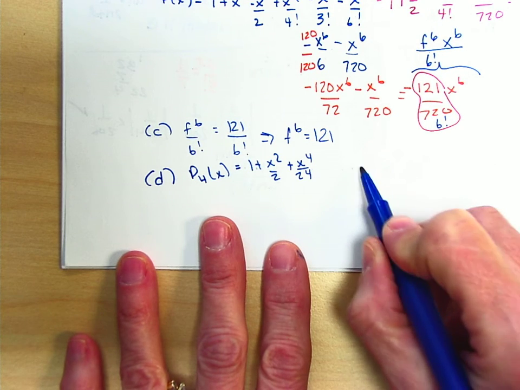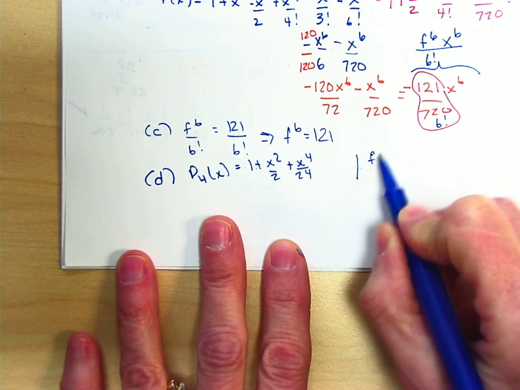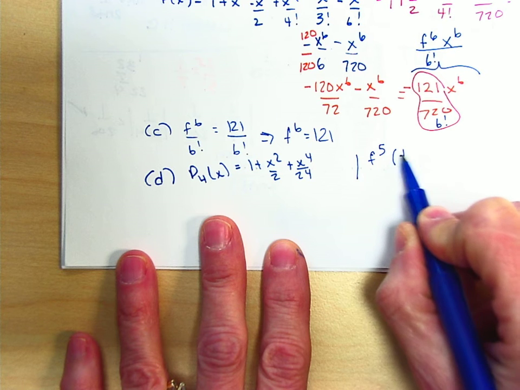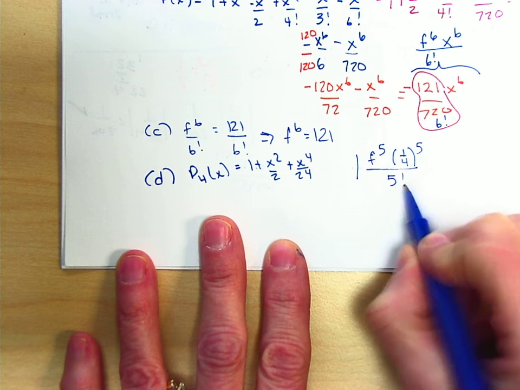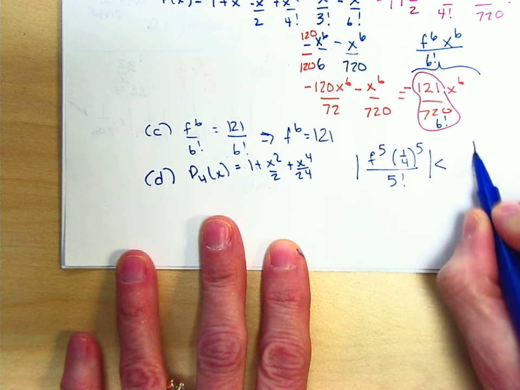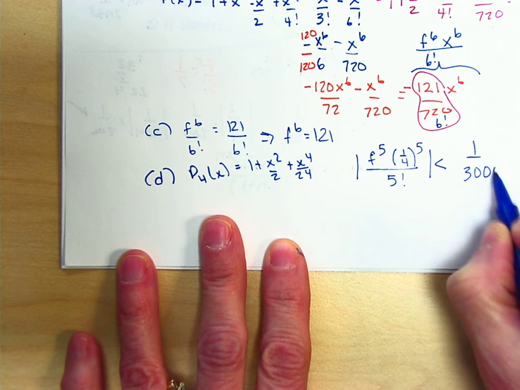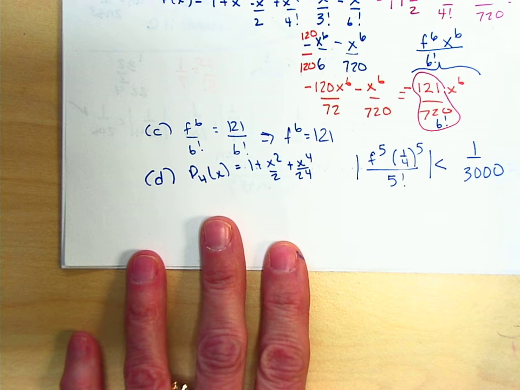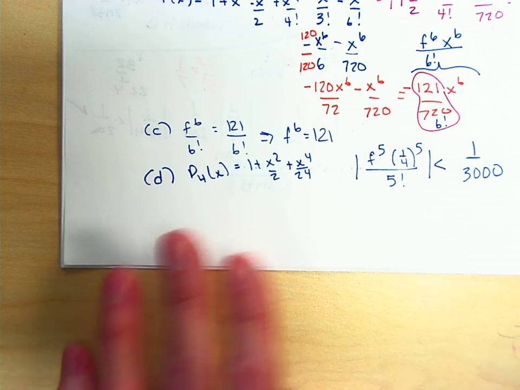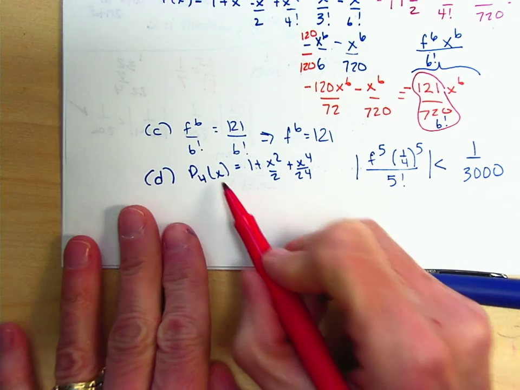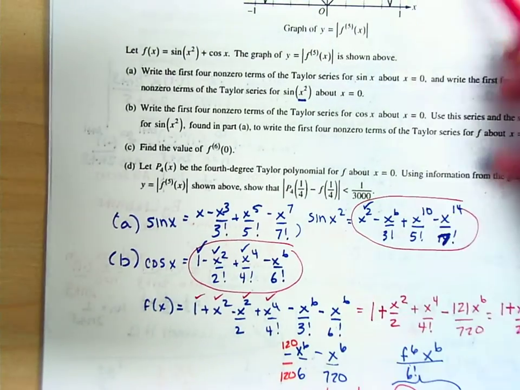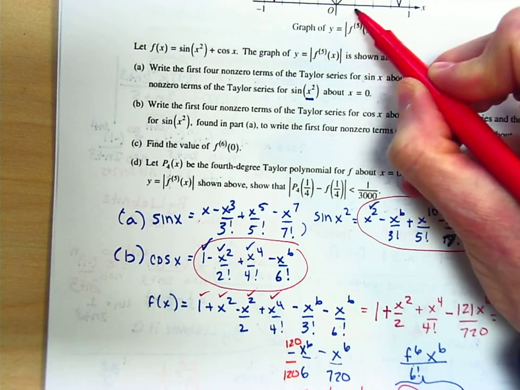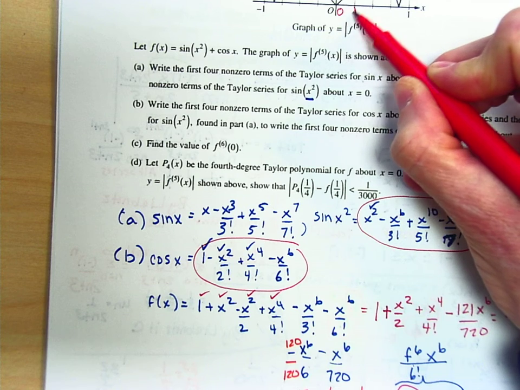So what we're looking for is f5 over 1/4, 5 factorial has to be less than 1 over 300. So now what I need to do is, in a way we're restricting the interval that we're looking at from 1 to 1/4. So if I go back up to my graph and you take a look at how this is chunked up, here's 0, here's 1/4.